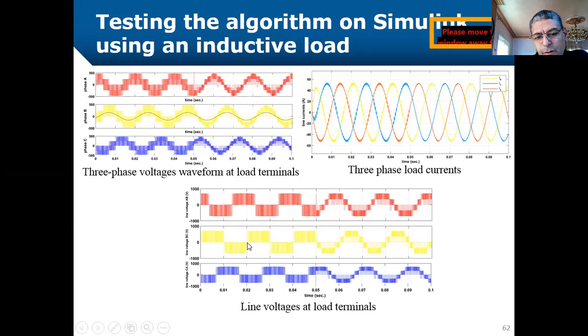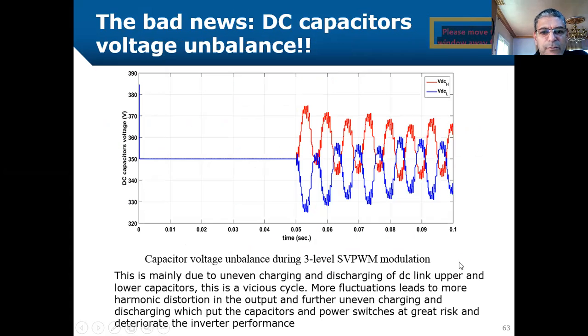And this is the line voltage in the 2-level. In the 3-level, this is the shape. The bad news is that the DC capacitor voltage is unbalanced, meaning that along with time, the division of the DC voltage along the 2 capacitors, the upper and lower, is different. This is the VDC high and VDC low, higher capacitor and lower capacitor. As you see, they are diverging, and this is only a fraction of time, a very small time.